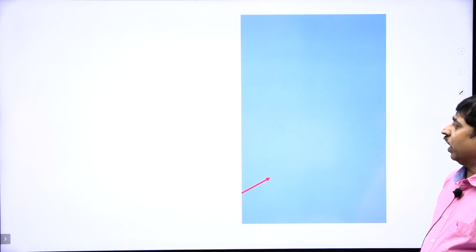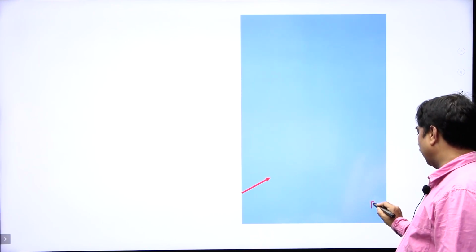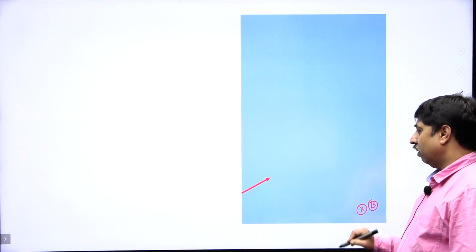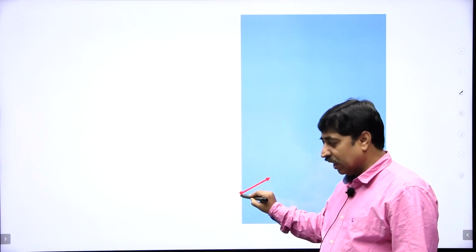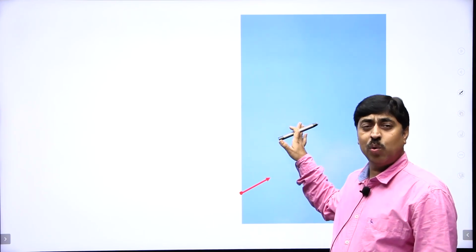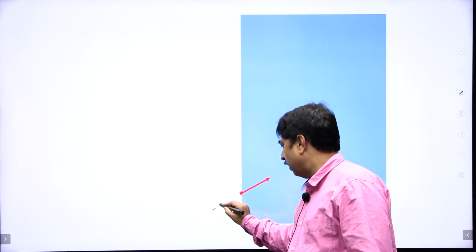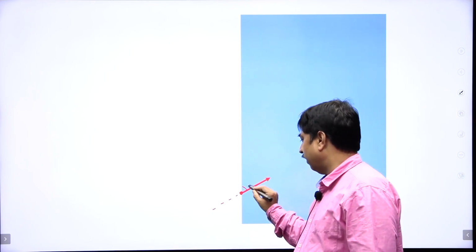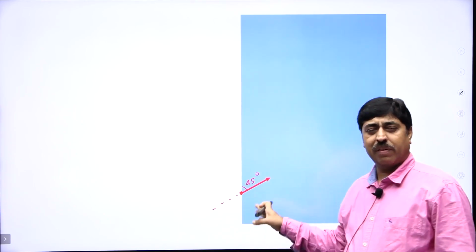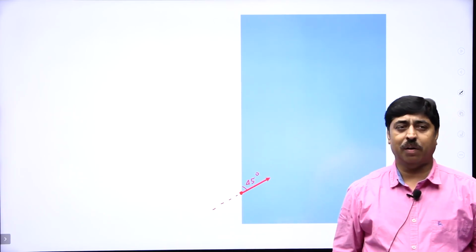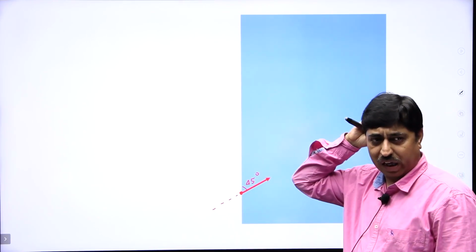Next, you can encounter a situation like this. Suppose this is the region in which you have a magnetic field into the plane of the board, and somebody says that a particle has been projected at this particular point into the magnetic field. Let us say, just for the sake of example, this angle is 45 degrees. That means this direction of velocity makes an angle of 45 degrees with the edge of the region where the magnetic field starts.